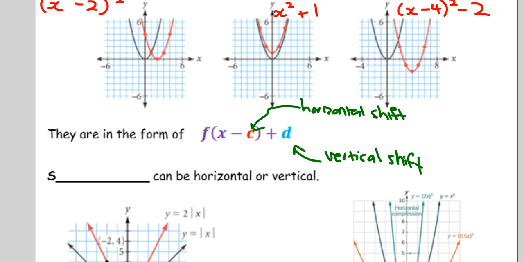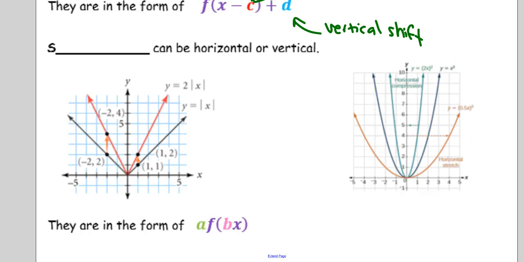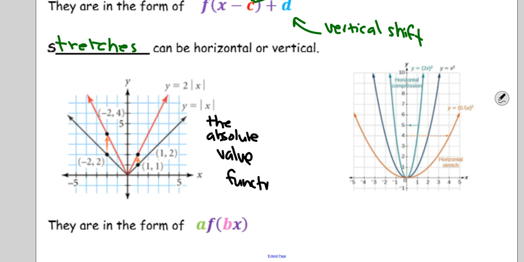What do you think I'm going on about here? Something starting with X? Stretches, yeah. Stretches can be horizontal or vertical. Can you remember what kind of function this original function is? It's called the something function. Absolute. Yeah, that's right, the absolute value function. It's like a linear that's just been made positive.